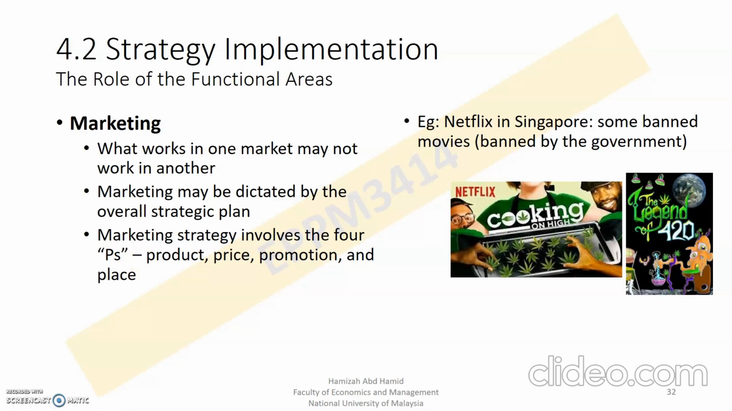For instance, Netflix in Singapore. There are movies that are not available in Singapore but available in other markets. Why? These movies are banned by the government, the host country government. I would like you to check your Netflix account if you have one. Are these movies available in your account or not? Because these movies are not available in Singapore, I wonder why.